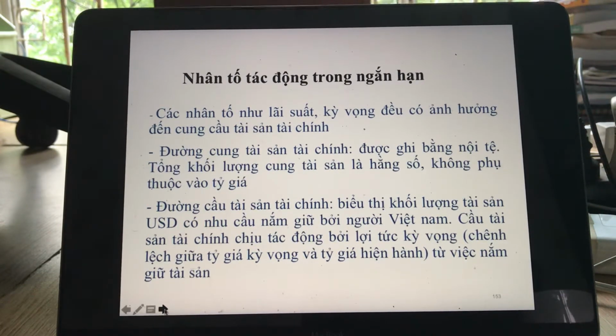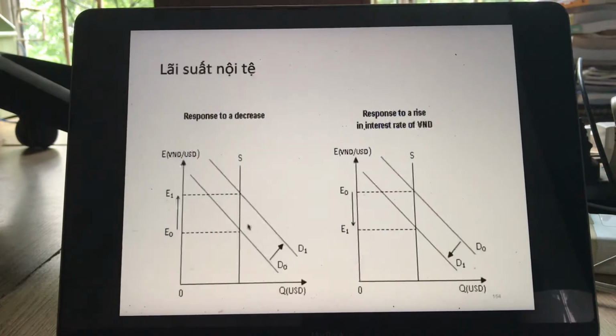For the demand of the financial assets, it captures the total financial assets denominated in USD. And that is demanded by the foreign people, Vietnamese people. And when we have this notation, we can apply it to analyze here.